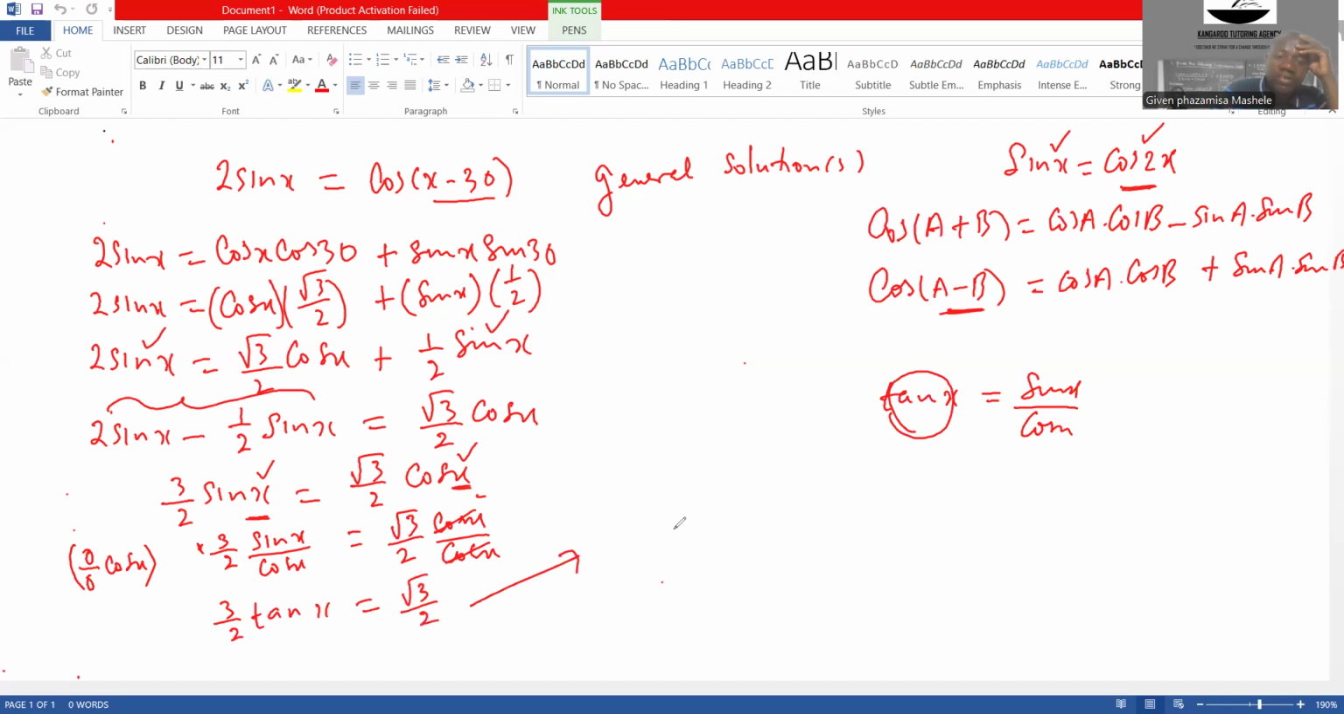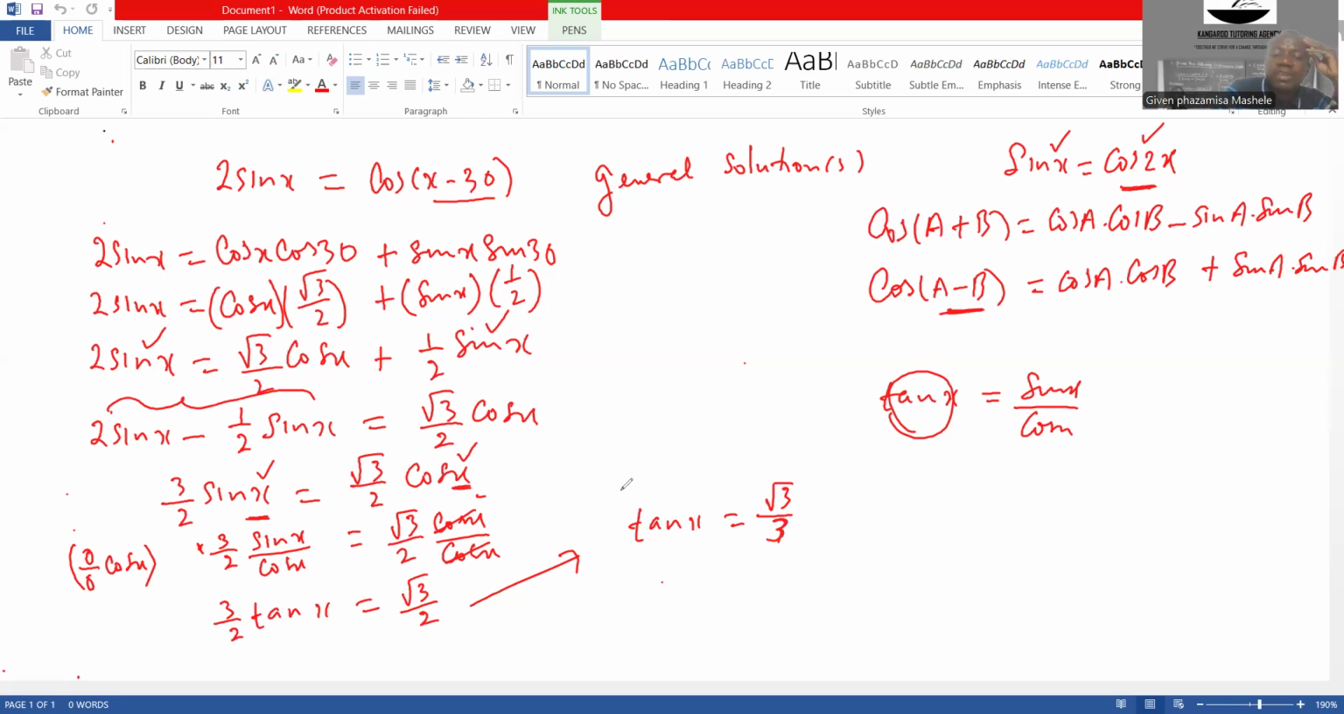So from this expression, if we divide both by root 3 over 2, we're going to have tan x equals root of 3 divided by 2, over 3 over 2, if I'm not mistaken. This will give us root 3 over 3, or I think it's 1 over 3, if I'm not mistaken. Yes. Root 3 over 3 is the answer.